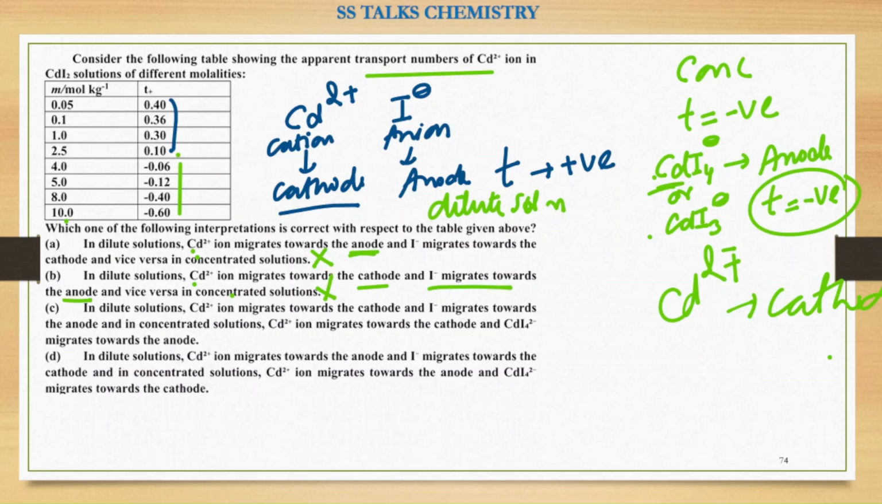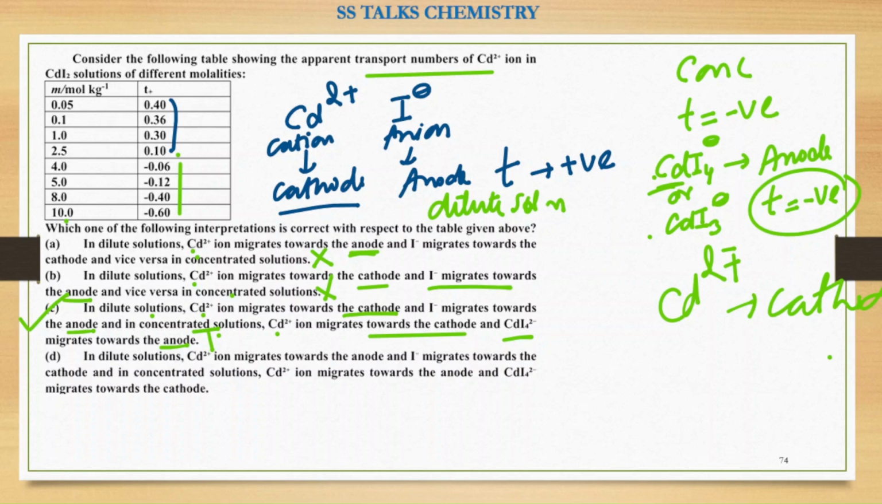Statement C says in the dilute solution, Cd2+ is migrating towards the cathode, this much is correct, and I- is migrating towards the anode, this much is correct. Next, in the concentrated solution, Cd2+ is migrating towards the cathode, this is what I said, and the CdI4 2- is migrating towards the anodic end. This is again a true statement. So overall this statement is the correct one. So C is going to be the correct answer in this. Okay, I hope the concept is clear.